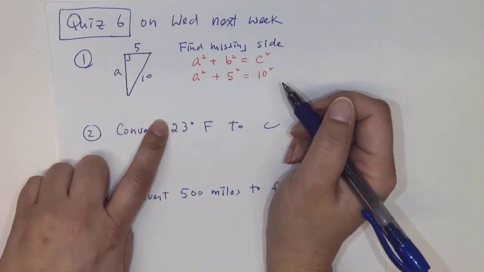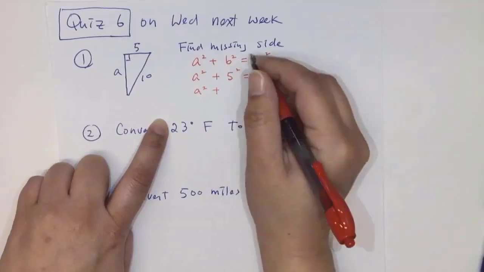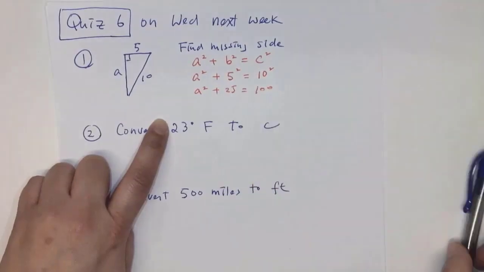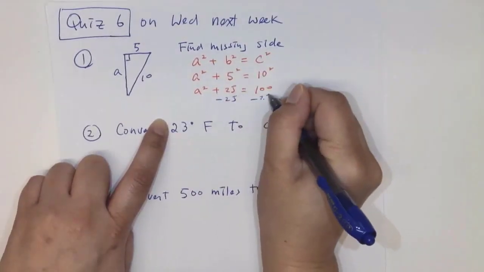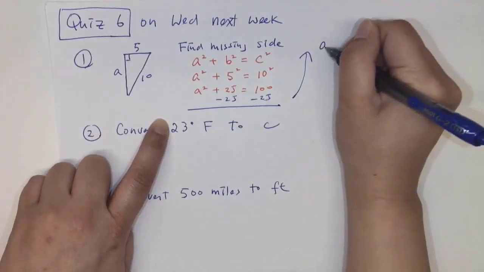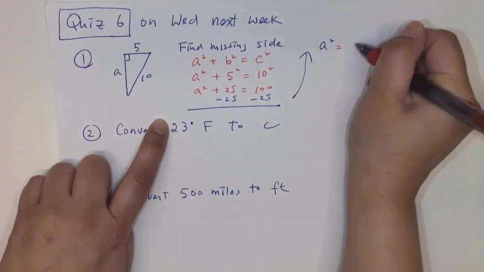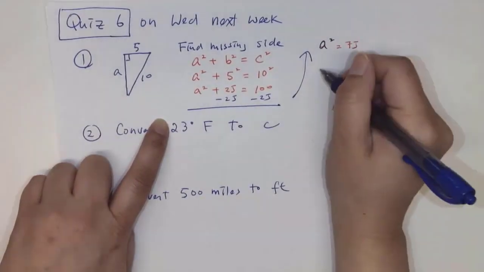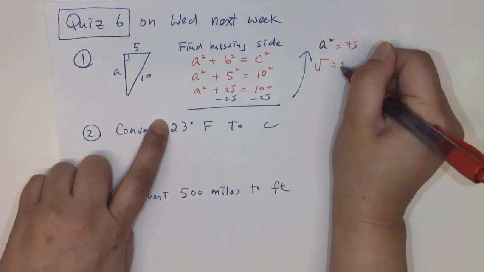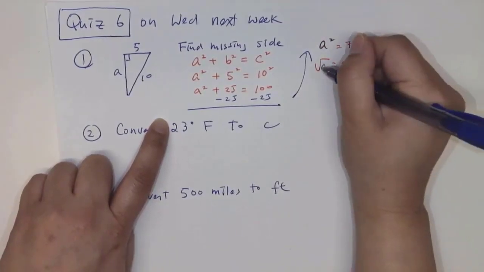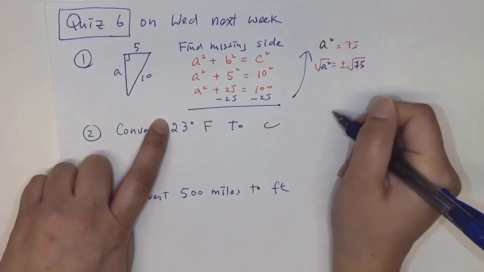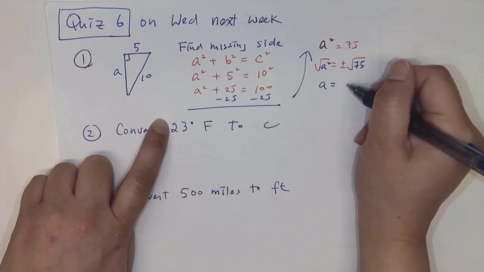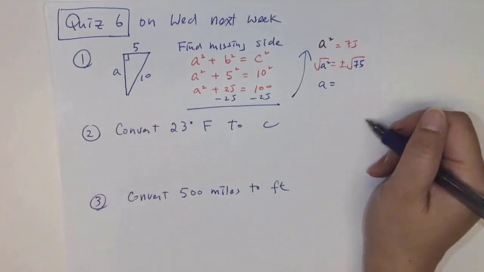First we need a squared plus 25 is 100, and then subtract 25 to the other side, so we have a squared equal to 75. And to solve for a, we're going to need to take the square root of both sides. Normally it comes with plus and minus, but this is a length, so we are probably just going to put positive.